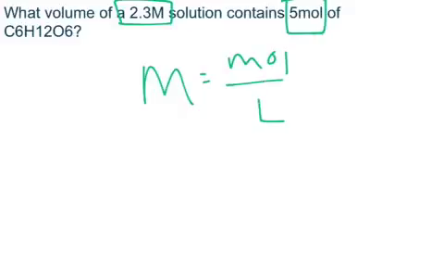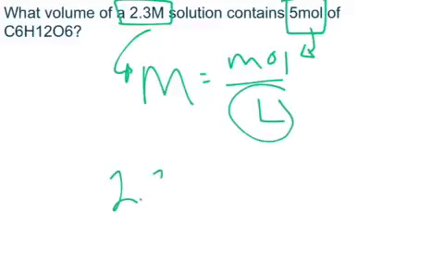What volume? We've got a capital M. We have 5 moles of glucose. So here's our equation, moles per liter. This is going to go here, and that's going to go there. So that means for what volume we're solving for liters. So we have 2.3 equals 5 moles over L. This is the most common way people make mistakes because they just want to multiply to solve. But you can't do that if the unknown is on the bottom of a fraction.